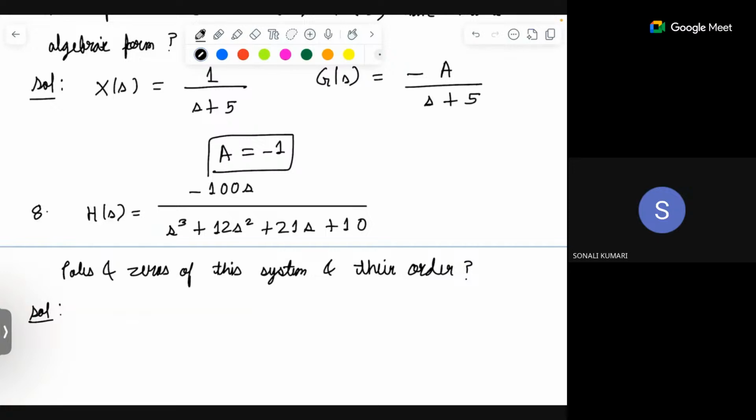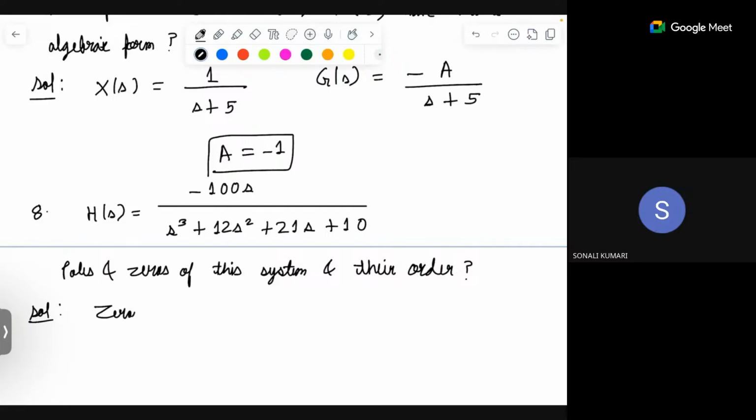Do you want to solve more questions, or let us keep this as the last question? More, ma'am. Okay, okay. Should I start solving this question? Sonali, Rohit, Rudra, should I start solving this question? Yes, ma'am. Okay.